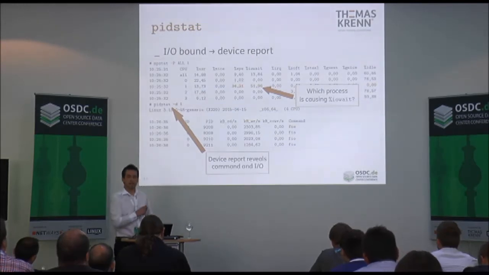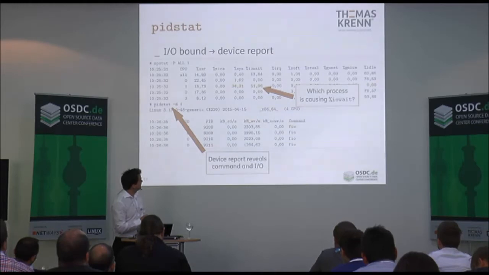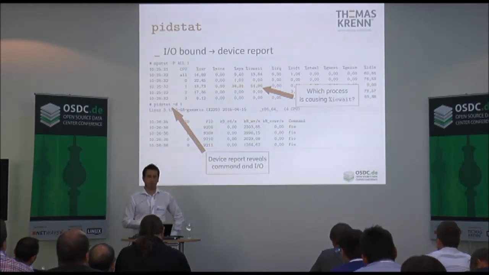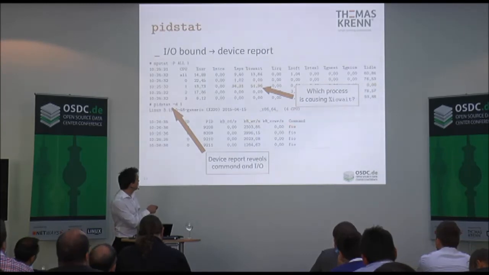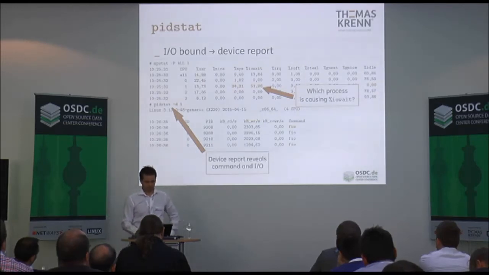This is the same slide as we have seen before at the mpstat slide. But you want to know, okay, which process is actually causing IO wait on my system. You check the device report with pidstat, then you can see, okay, there's a random write test running with Fio, and you can also check the kilobytes written to the device. So this is nice about pidstat, these two reports. And pidstat also reveals the command and the IO currently running on your system.